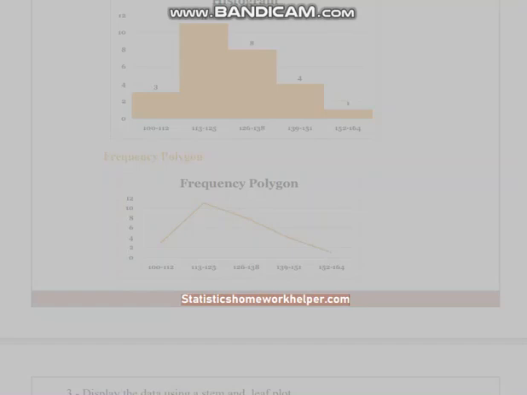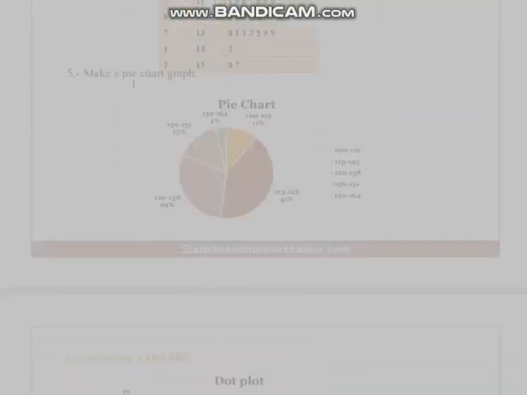3. Display the data using a stem and leaf plot. Stems 10 through 15: 10 | 1; 11 | 1 4 6 7 8 9 9; 12 | 0 0 3 3 4 7 7 8 7; 13 | 0 1 1 2 5 9 9 1; 14 | 2 2; 15 | 0 7 5. Make a pie chart graph.